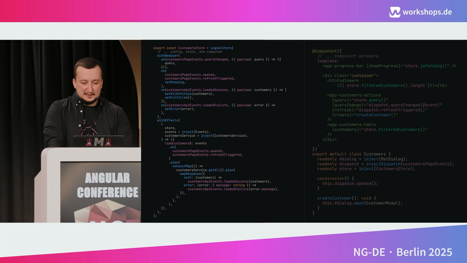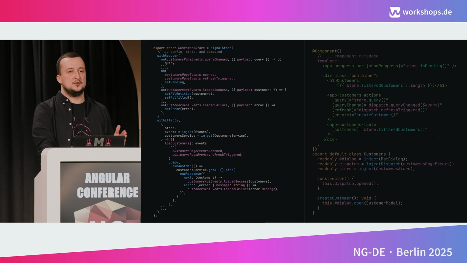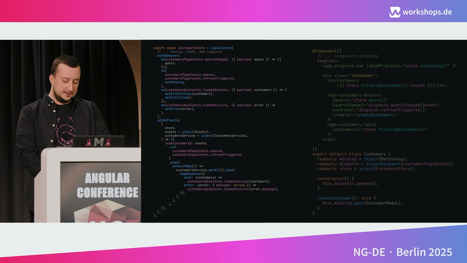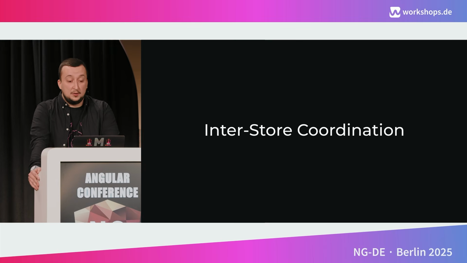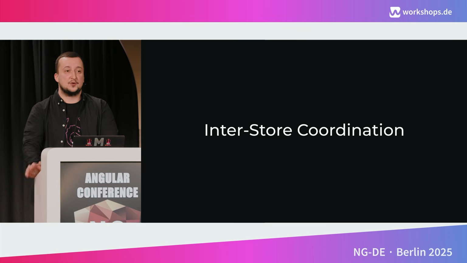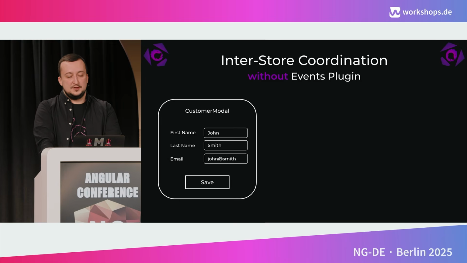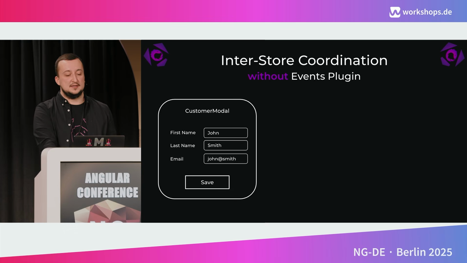And when I use the Events plugin like this, there is really not a big benefit compared to using a vanilla SignalStore approach, right? Where benefits of Events plugin really are obvious is when it comes to inter-store coordination in our application. So let's imagine the following situation. We have customer model, and then we enter some details. We want to create a new customer.